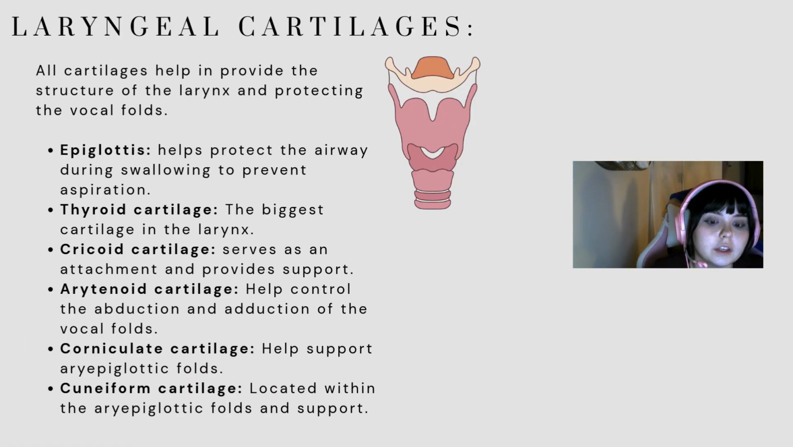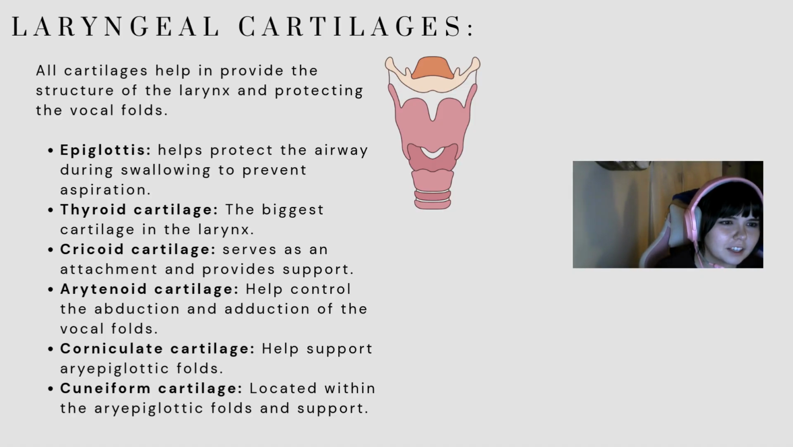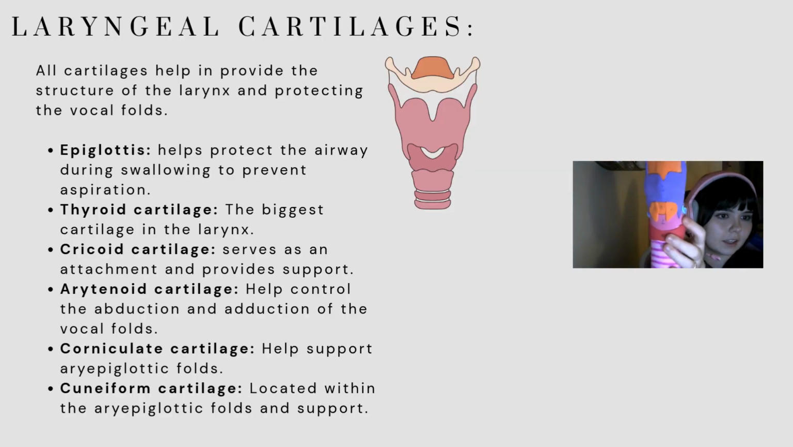Okay, so now I'm going to go through the laryngeal cartilages. Again, the epiglottis is the cartilage that helps assist in closure of the airway during swallowing. And then we have the thyroid cartilage, which is this big purple one, and that is the biggest cartilage in the larynx, and it provides a lot of support. Then we have the cricoid cartilage, and that is that singlet ring-shaped cartilage that extends all the way around the larynx. And then we have those arytenoid cartilages.